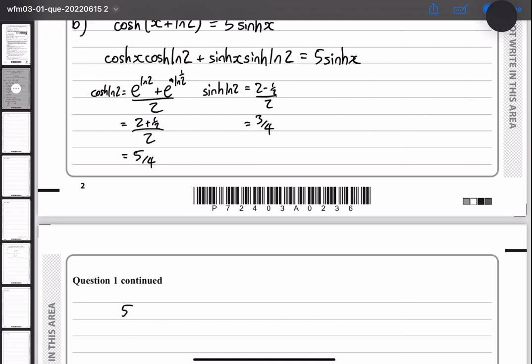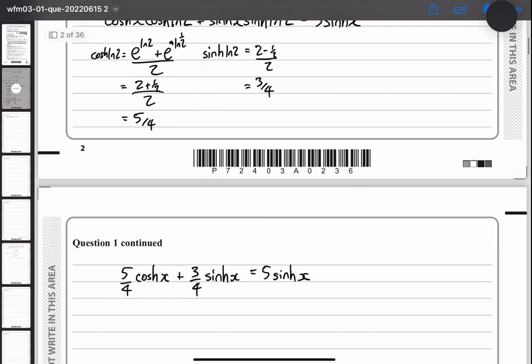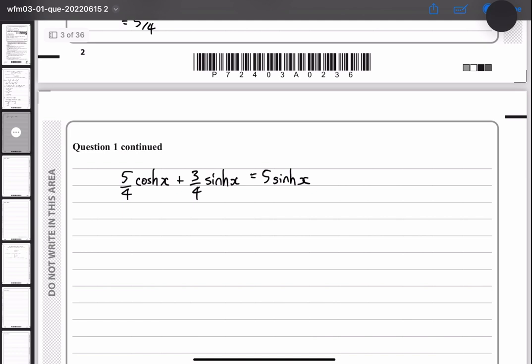5 out of 4 cosh x plus 3 out of 4 sinh x is equal to 5 sinh x, and hopefully by this point we can see that we're just going to rearrange and get tan. If we pull that sinh onto the right hand side and multiply everything by 4, that gives us 17 sinh x and 5 cosh x. Dividing through by cosh and 17, 5 out of 17 is tanh x.